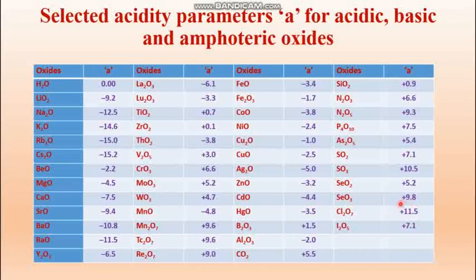We can conclude that the more positive the acidity parameter, the more acidic is the substance. On the other hand, the more negative the acidity parameter, the more basic is the substance. So from alkali metal to alkaline earth metal, the basicity decreases. See here, Li2O is minus 9.2, while BeO is minus 2.2. Here Na2O is minus 12.5, while MgO is minus 4.5.